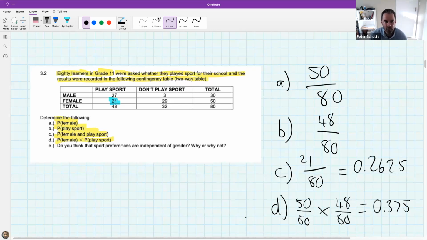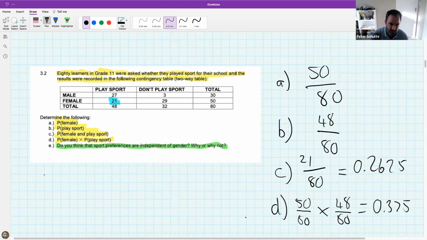All right. Question E is about independence. Do you think sports preferences are independent of gender? Why or why not? What they're asking us to say here is, if we know someone's gender, does it affect the likelihood of them playing sport for the school?